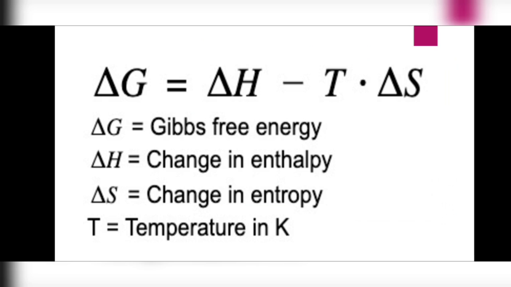So delta G is the Gibbs free energy, delta H is the change in enthalpy, delta S is the change in entropy, because it is delta, so change in entropy or change in enthalpy. Then T is temperature in Kelvin.